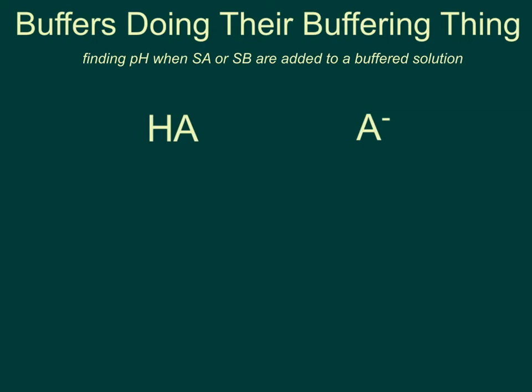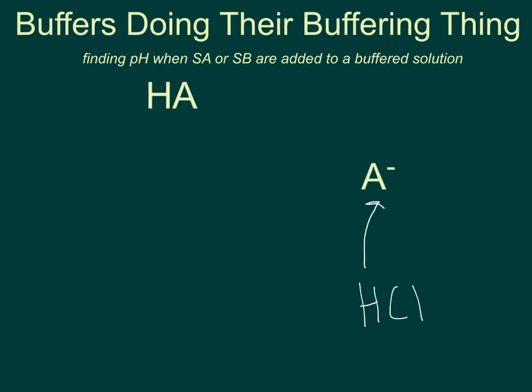When the buffer is attacked by a strong acid, like HCl, think about it: acid's job is to donate H+. The acid will donate an H+ to A-, which will decrease the amount of A- and increase the amount of HA. The buffer will continue working until the amount of A- is so low that there's not really any more there for the acid to donate a proton to.